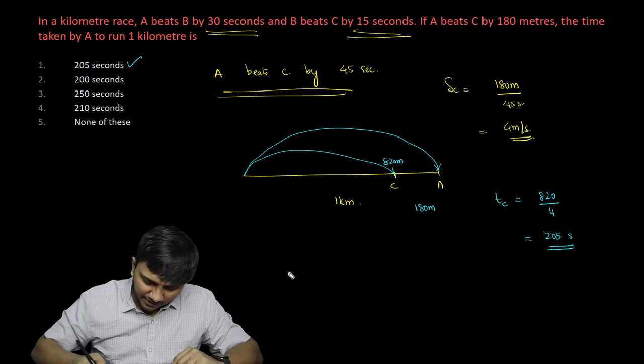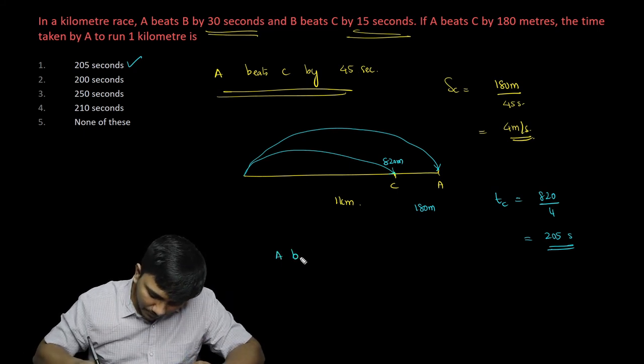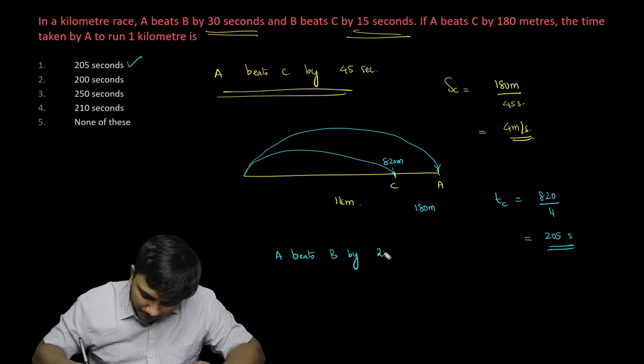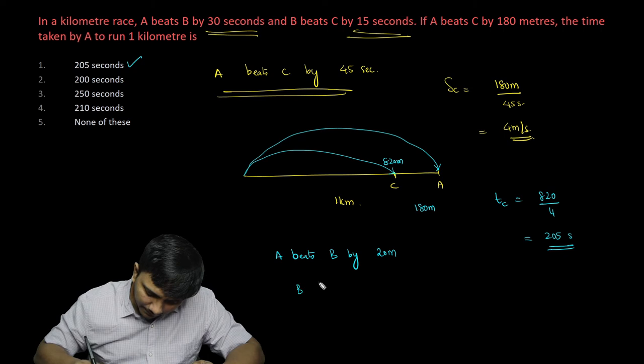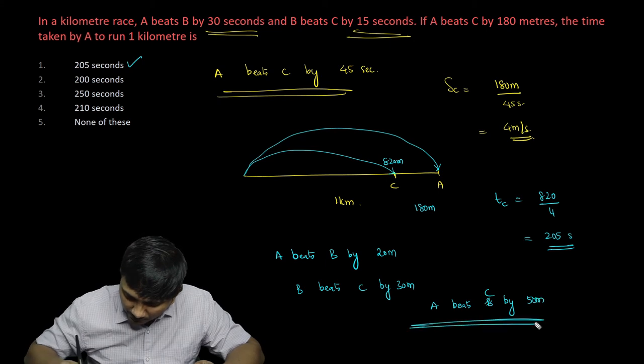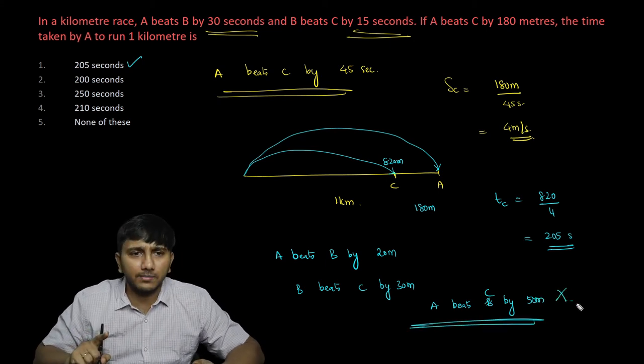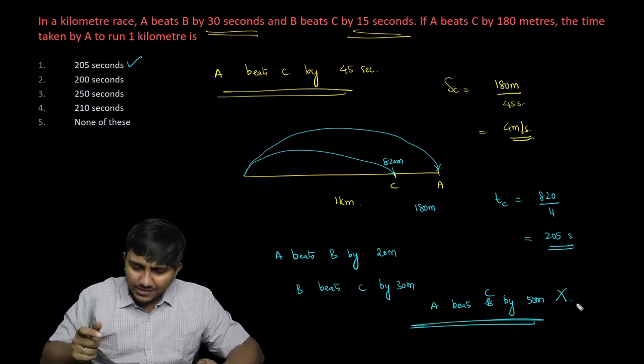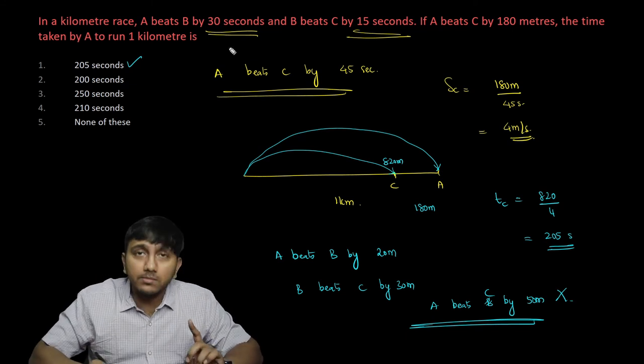For instance, let's take this example. A beats B by 20 meters. B beats C by 30 meters. Now I cannot say A beats C by 20 plus 30, 50 meters. This will not be valid. So keep this in mind, guys. In terms of distance, if beating is given, you cannot just add them up. But in terms of time, you can add them up.